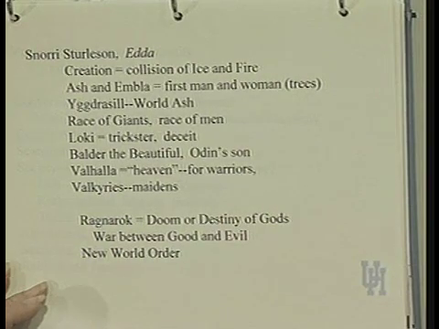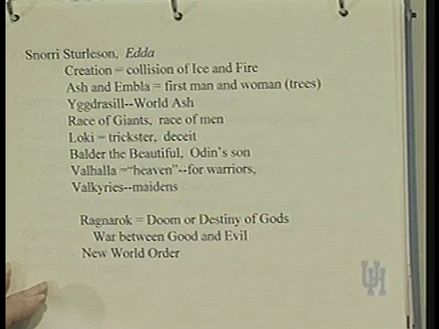You can recognize ash tree. I think Embla might be birch tree or something like that, but they have the names of trees. And Yggdrasil is the world ash tree. It's a huge tree that goes from heaven to hell, and in the middle of it is Midgard, where people live. The race of giants have their own land that Yggdrasil grows in, and the race of men have their own land, and the gods have their own land.